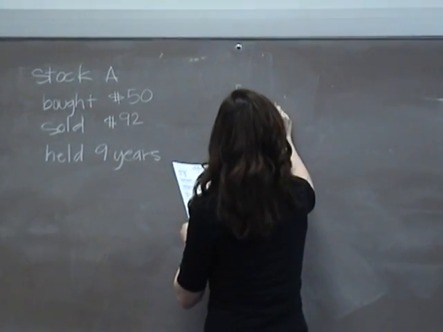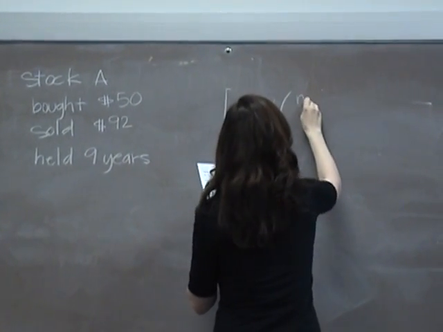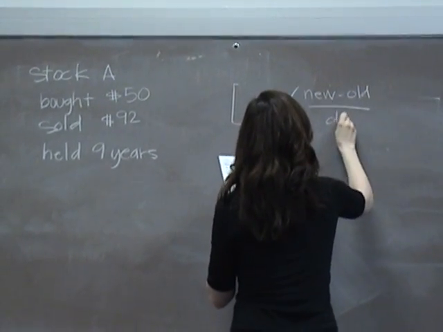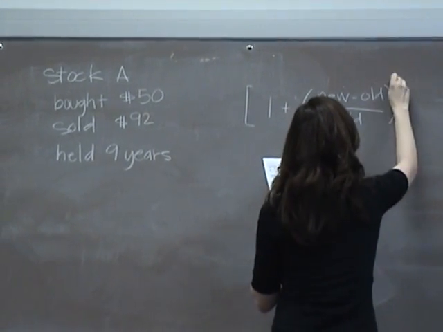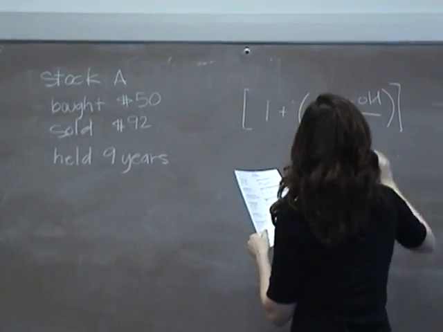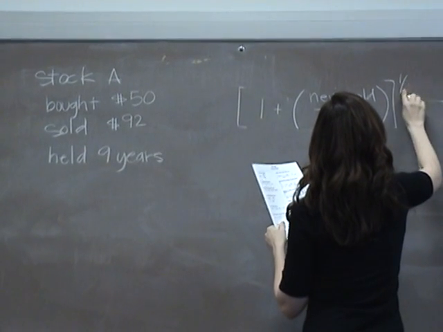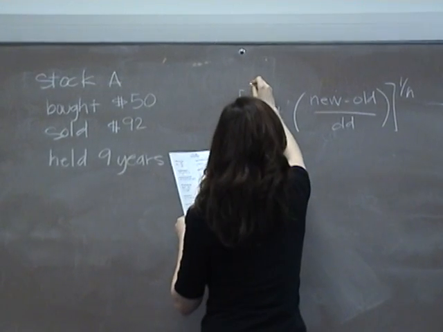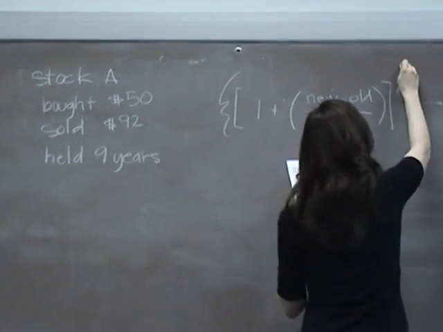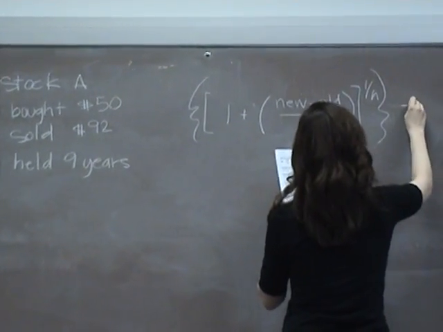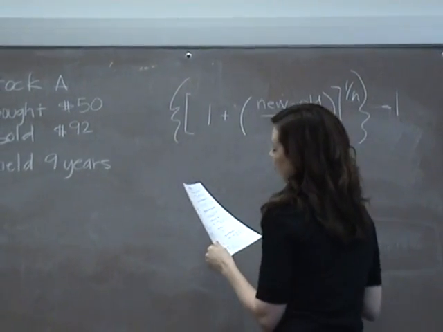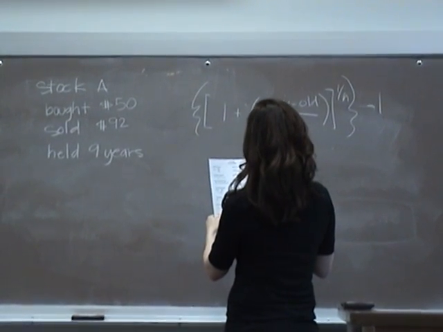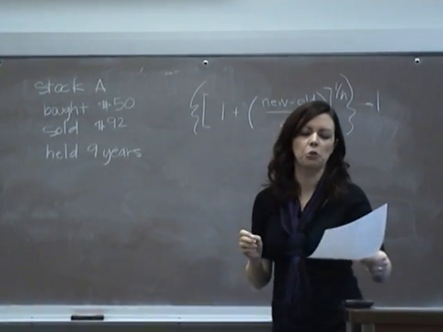I have 1 plus parentheses, new price minus old price over old price. Close that bracket, raise that answer to 1 over n. Have then another bracket. Whatever answer I get there, I subtract 1. That's right. Okay, for some reason that looked wrong, but it's right.